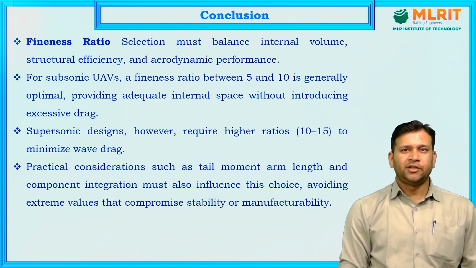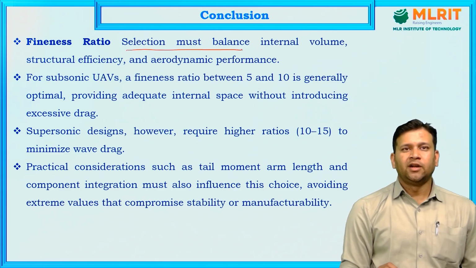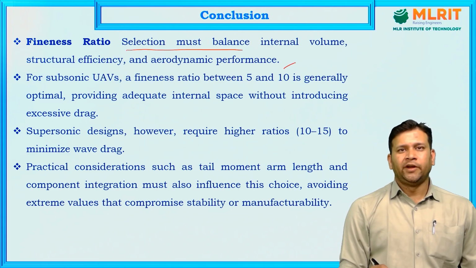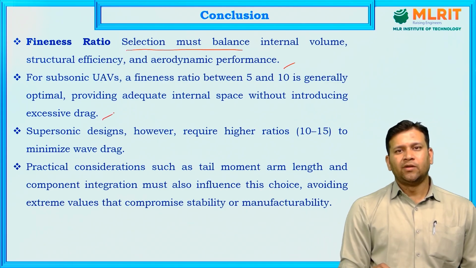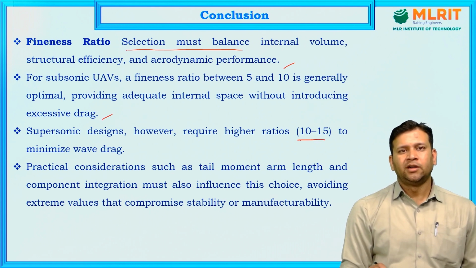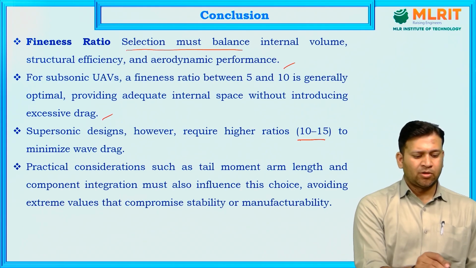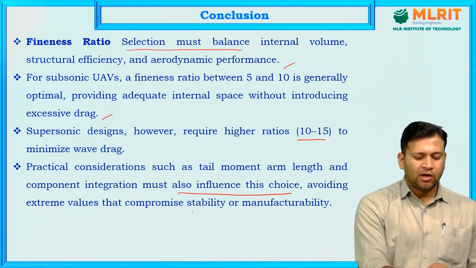Conclusion. Fineness ratio selection must balance internal volume, structural efficiency and aerodynamic performance. For subsonic unmanned aerial vehicles, a fineness ratio between 5 and 10 is generally optimal, providing adequate internal space without introducing excessive drag. Supersonic designs, however, require higher ratios between 10 to 15 to minimize wave drag, and practical considerations such as tail moment arm length and component integration must also influence this choice, avoiding extreme values that compromise stability or manufacturability.